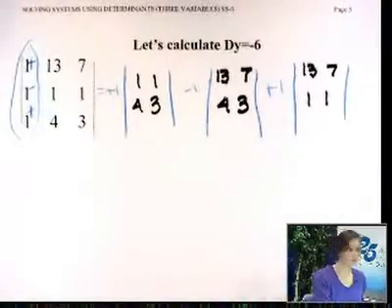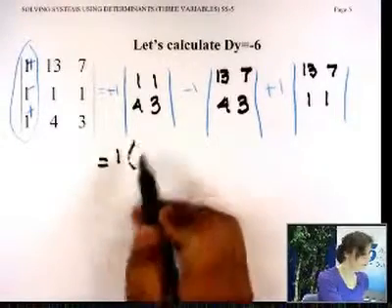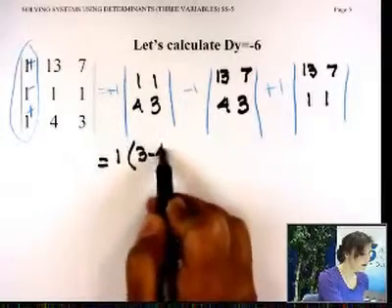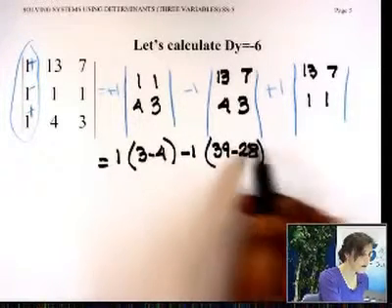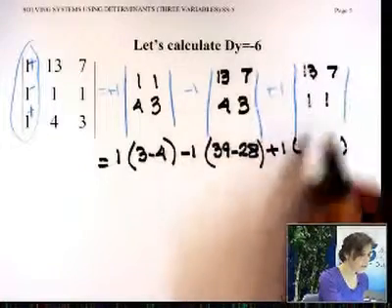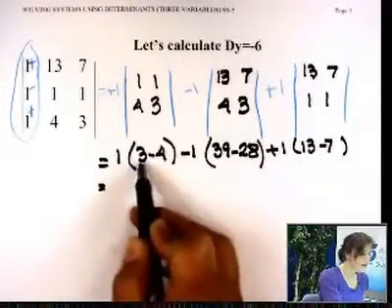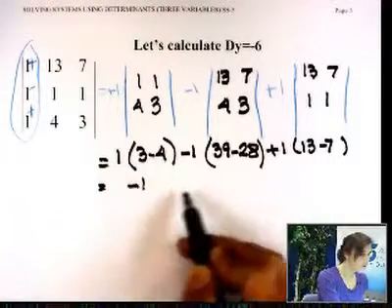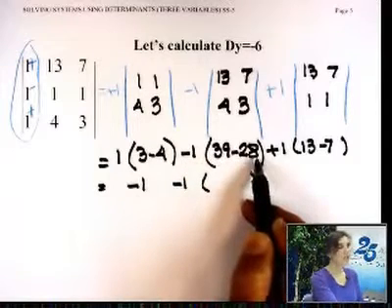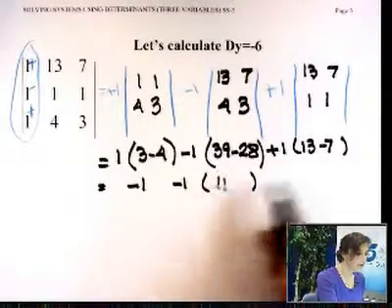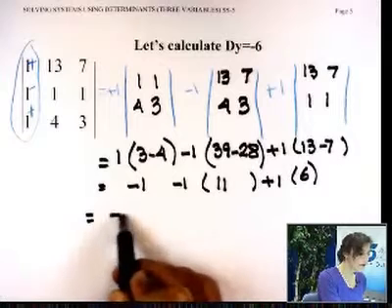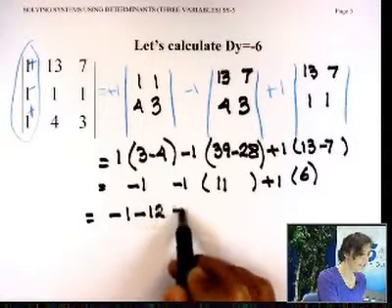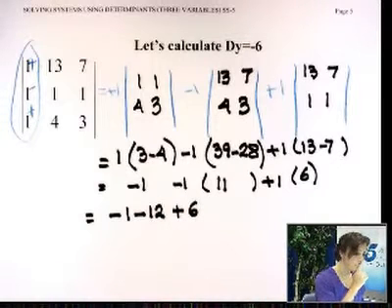Okay, so let's go calculate the determinants of 2 by 2. 1, so that's going to be 3 minus 4, minus 1, that's going to be 39 minus 28, plus 1, that's going to be 13 minus 7. This one, 3 minus 4, that's negative 1, so this is going to be negative 1. Negative 1, so 39 minus 28, that is 11. And this one is 1. 13 minus 7, that's 6. So that's negative 1, negative 12, plus 6. Okay, so I got negative 7.